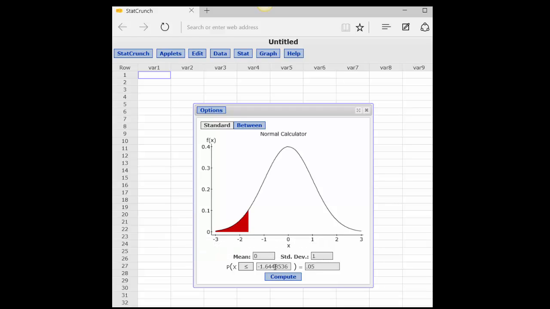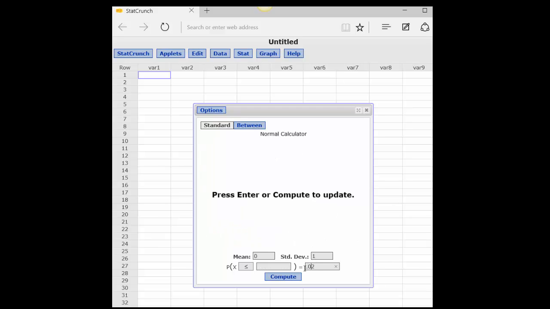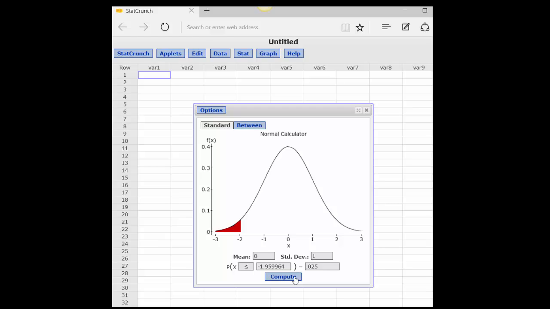Okay, but what if we've got a 95% confidence level and we've got a two-tail test? Well, the calculator doesn't have a way to do a two-tail test, but what we can do is just remember that in a two-tail test, the probability beyond the critical value is half of alpha. So I'm going to put in 0.025 and compute, and we see that on the two-tail test for 95% confidence level, the critical z becomes 1.96, and you've seen that before.